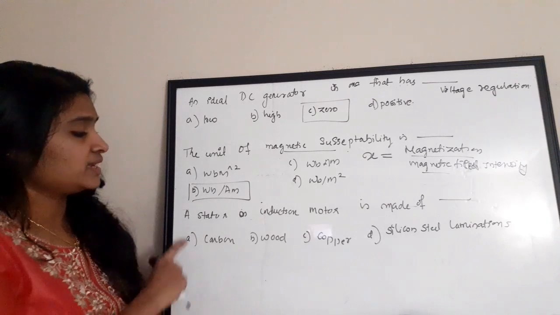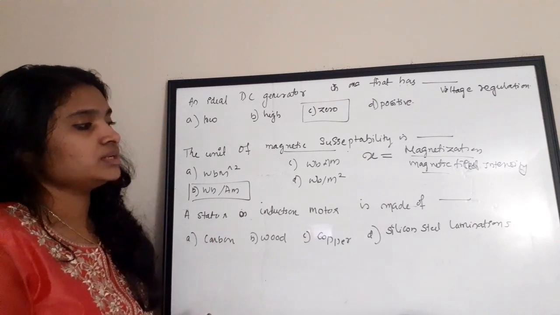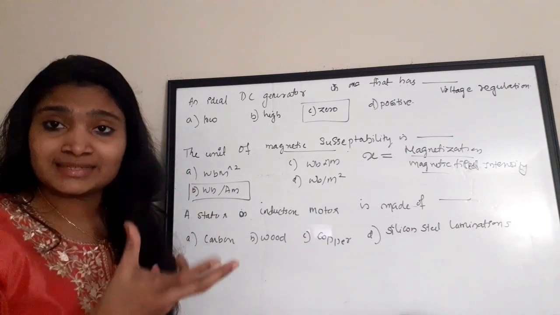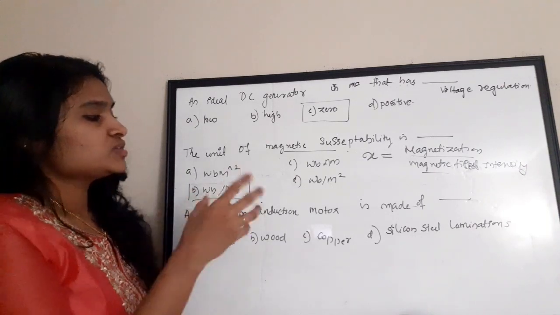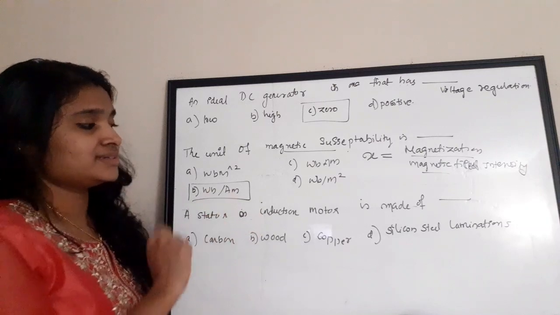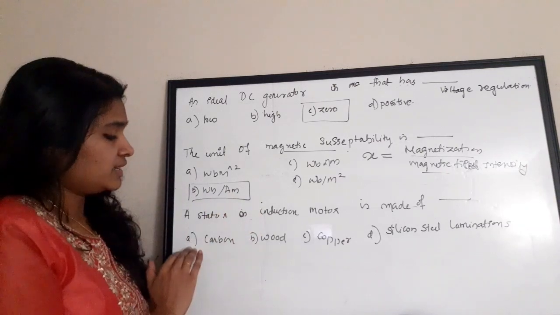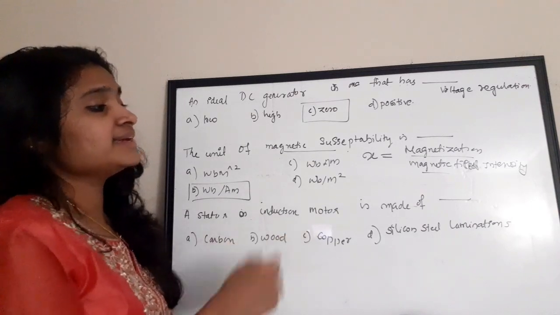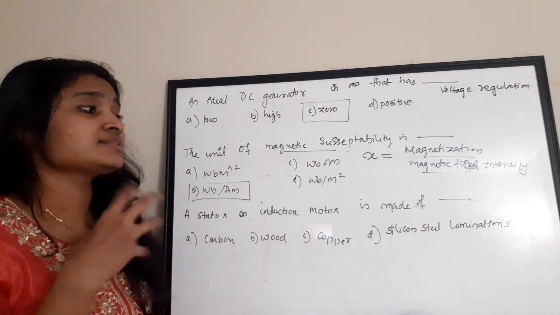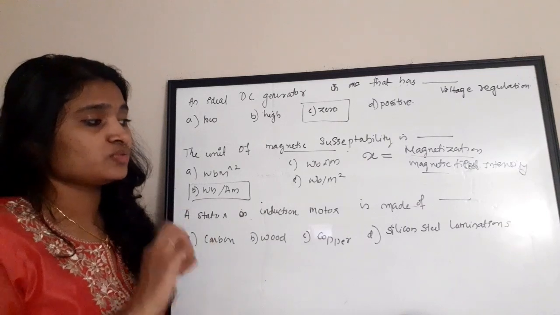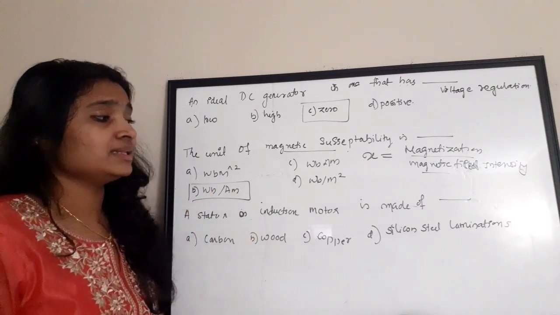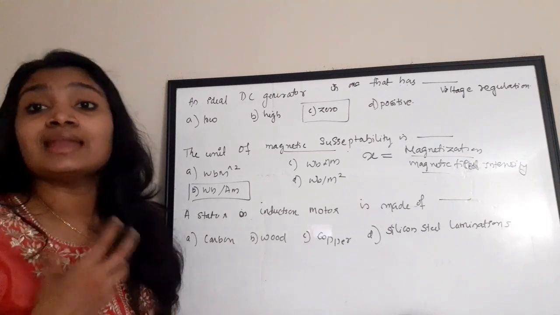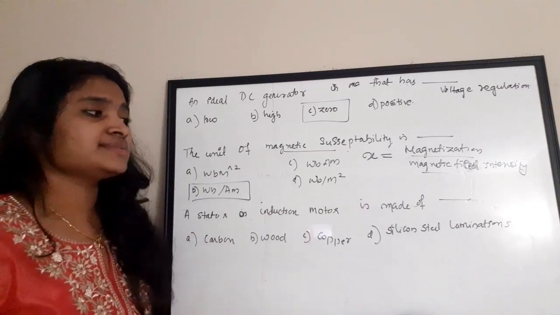Next question. A stator in an induction motor is made of dash. We know that an induction motor consists of a stator and a rotor. So this stator is made of dash material. A, carbon; B, wood; C, copper; D, silicon steel lamination. If you have seen the inner structure of an induction motor, the stator is made of silicon steel laminations. Option D is the correct answer.